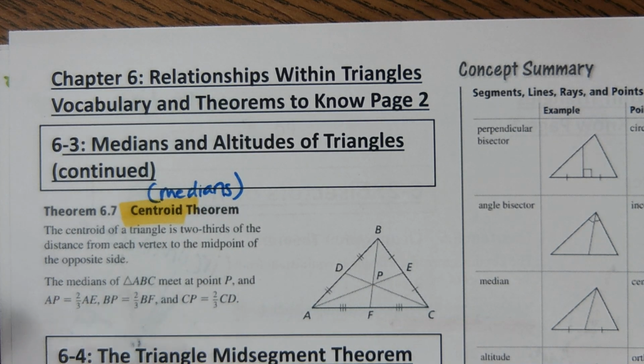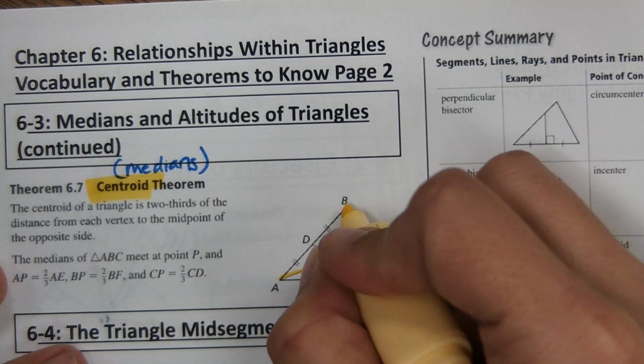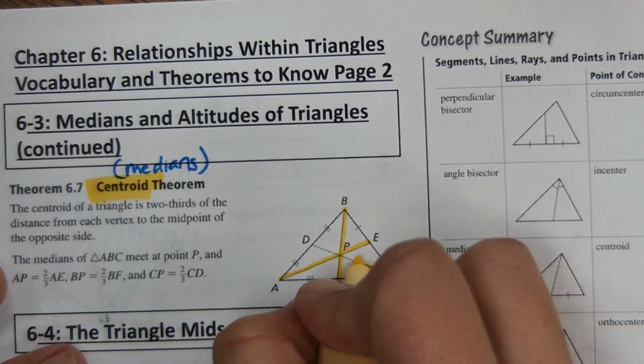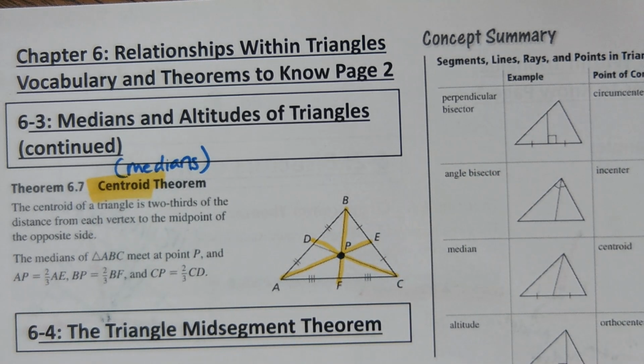And in this diagram over here, I'm just going to highlight the medians. So from the vertex to the midpoint, vertex to the midpoint, vertex to the midpoint like that. And where they intersect is the centroid.